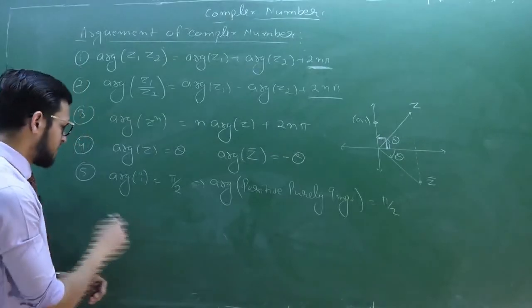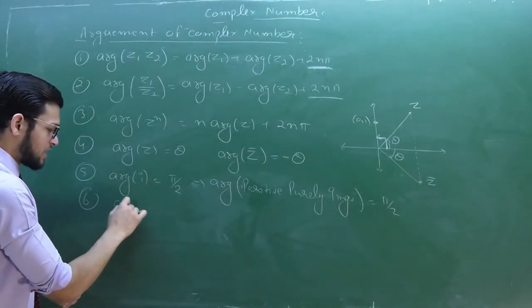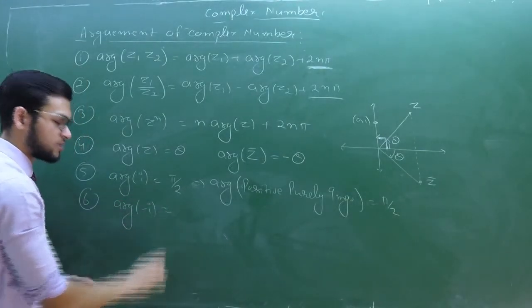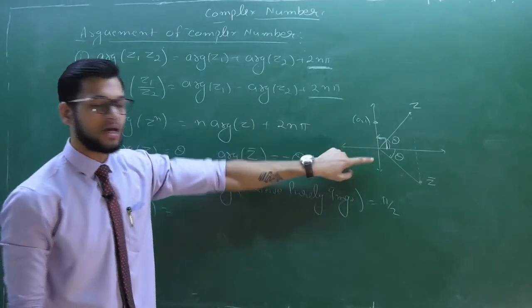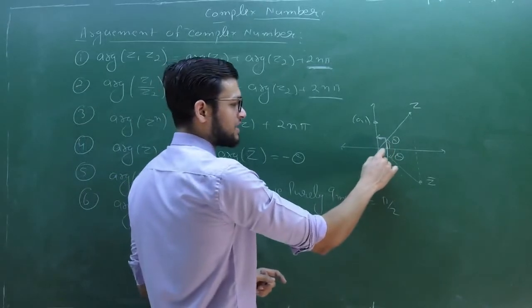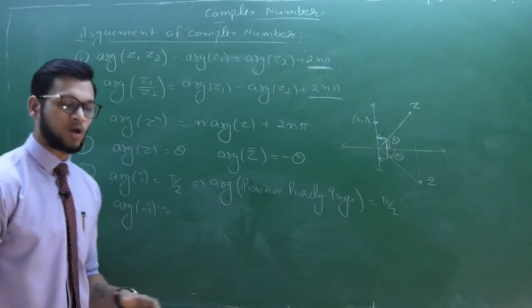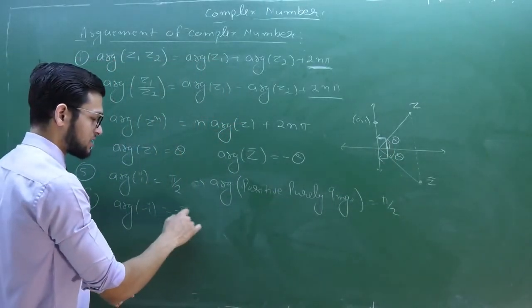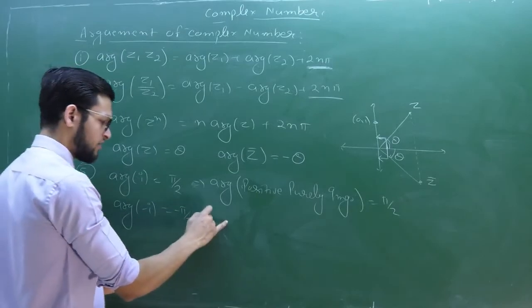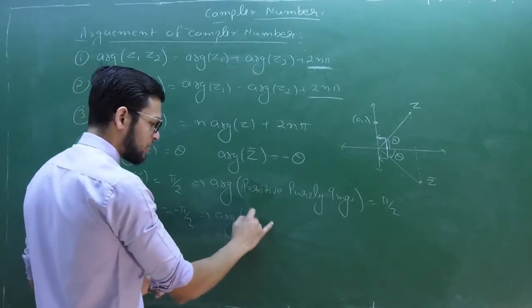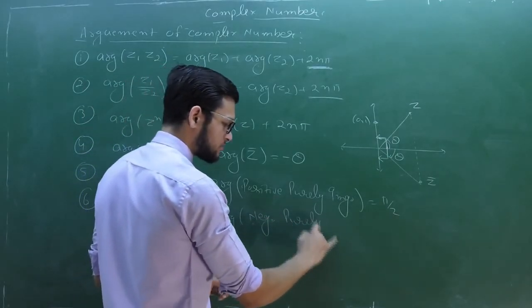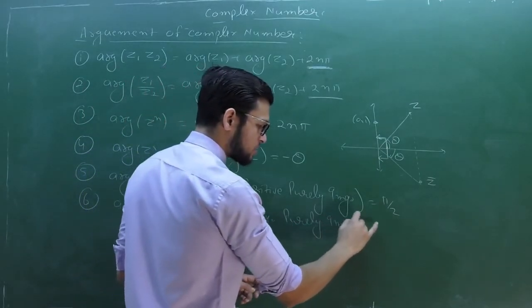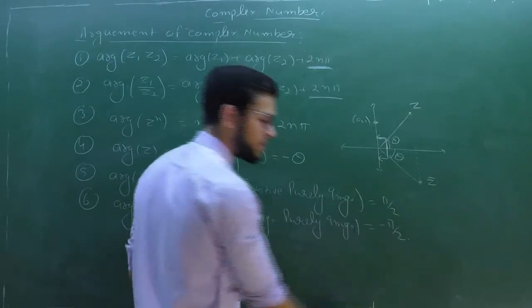Now if we have argument of minus iota, it means minus iota lies on the negative y-axis. Now if we calculate this angle, then that angle will be pi by 2 in the clockwise direction. So now we can say the answer will be minus pi by 2, or we can also conclude that the argument of a negative purely imaginary number is always equal to minus pi by 2.